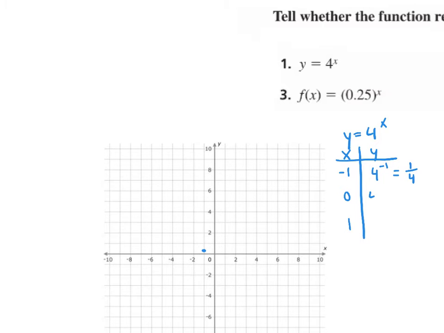Now we plug in 0. So we have 4 to the power of 0, which is 1. So we stay at 0, go up 1, and then we can plug in 1. So we have 4 to the power of 1, which is 4. So we go to the right 1, up 4, and then we connect our dots.